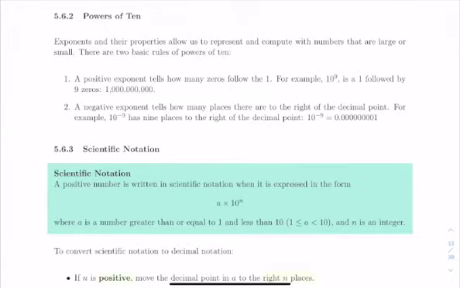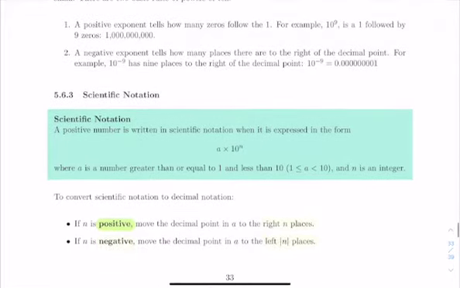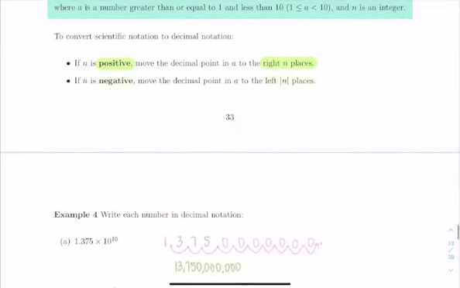And so this brings us to scientific notation. A positive number is written in scientific notation when it is expressed in the form a times 10 raised to the nth power, where a is a number greater than or equal to 1 and less than 10, and n is an integer. To convert scientific notation to decimal notation, if n is positive, we move the decimal point in a to the right n places. And if n is negative, we move the decimal point in a to the left, the absolute value of n places.